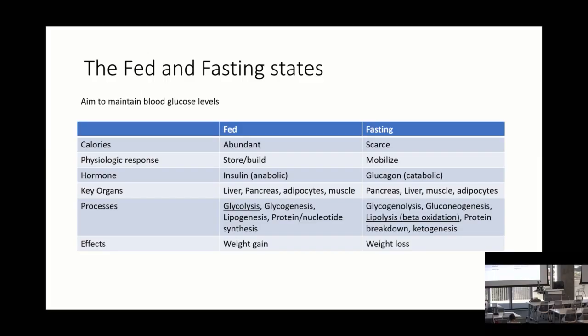And then the effect is to gain weight. Whereas in the fasting state, there's not a lot of calories. So the body tries to mobilize calories from other sources in order to maintain the glucose level. Glucagon is the primary catabolic hormone in the fasting state, and helps to mobilize energy from other sources. The pancreas, liver, muscles and adipocytes are sites of action, key organs involved.